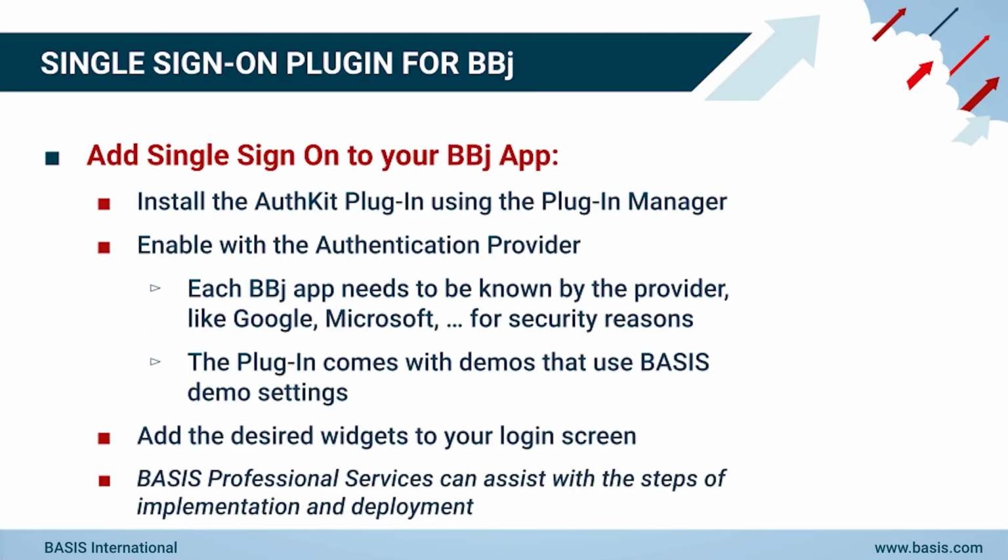You can add single sign-on to your application with the AuthKit plugin. In order to do so, your app and the public URL of it needs to be registered with each authentication provider individually. You will receive an account token that you need to add to your own code. If you need assistance with using the AuthKit plugin to add third-party authentication providers, you can request the assistance of our professional services team.